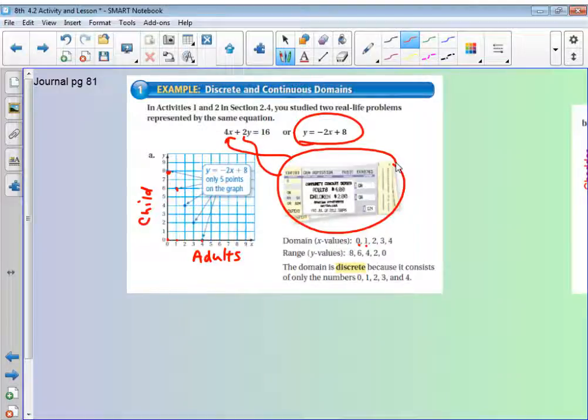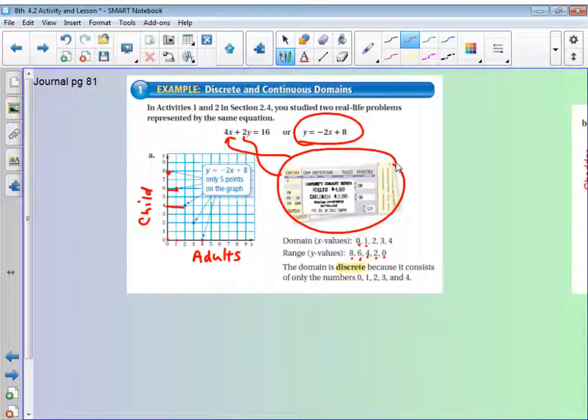Okay, so now we also have our range. Our range are our y values, or in this case, our child values. So we could buy 8 child tickets for $16. We could buy 6 child tickets, and then, of course, some adult tickets. We could buy 4, and then some adult tickets, 2, and some adult tickets, and then we could also buy no child tickets and then have to buy 4 adult tickets. So those are our domains and ranges, our inputs and outputs.